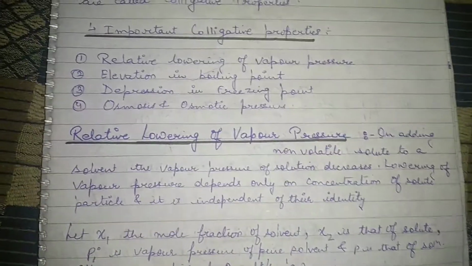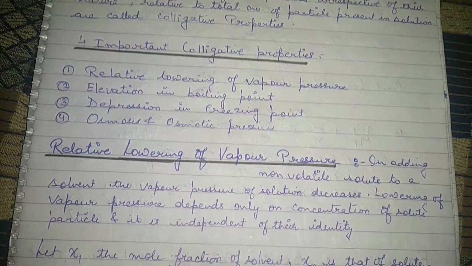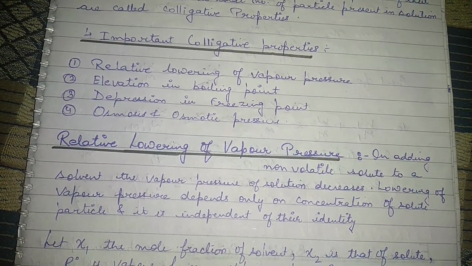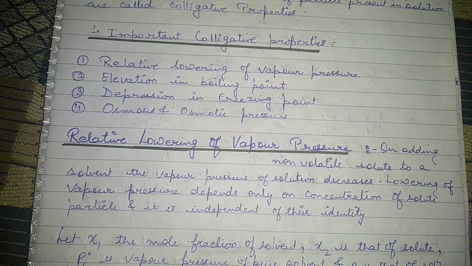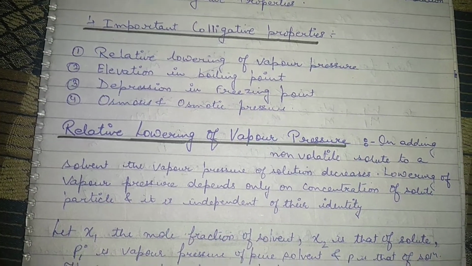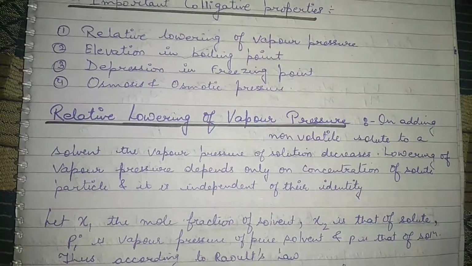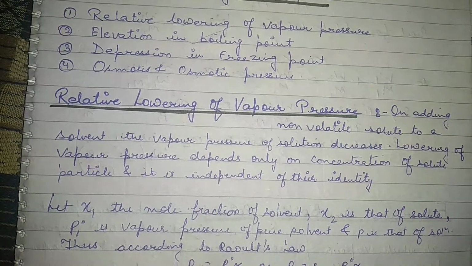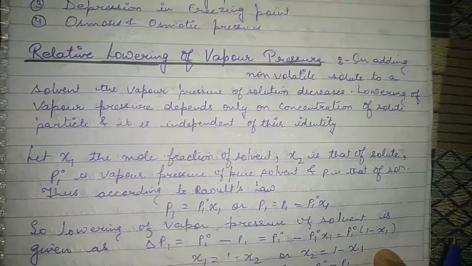So first we discuss relative lowering of the vapor pressure. Let's see what is written over here. On adding a non-volatile solute to a solvent, the vapor pressure of the solution decreases. So the lowering of the vapor pressure depends only on the concentration of the solute particles and it is independent of their identity. Let x1 be the mole fraction of the solvent and x2 that of the solute.